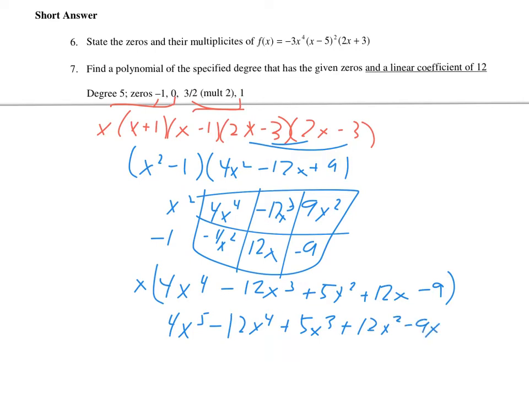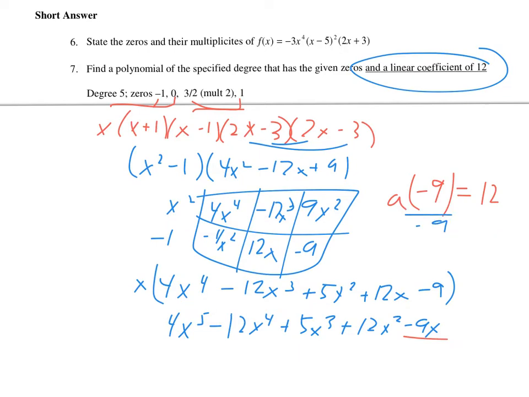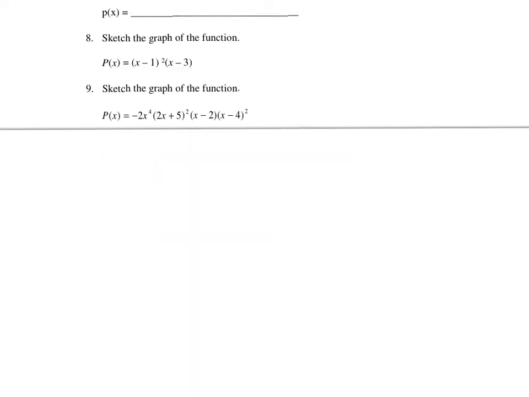Now the last thing it says here is that we want a linear coefficient of 12. So right now my linear coefficient, the first power, is -9. So I need to think, what could I multiply by -9 to turn it into a positive 12? And so I can divide 12 by -9, and then I get A equals -4 over 3 if I reduce that fraction. So what that means is I need to multiply this whole equation by -4 over 3. I'm not allowed to just do terms individually. So we're going to distribute that in. I'll let you guys try that and then check your answer. All right, next up we'll do 8 and 9. I'll go ahead and do number 9 here.